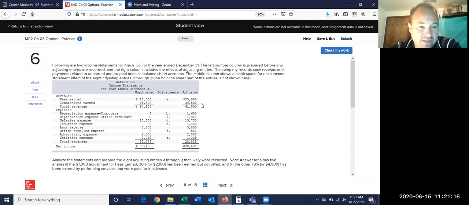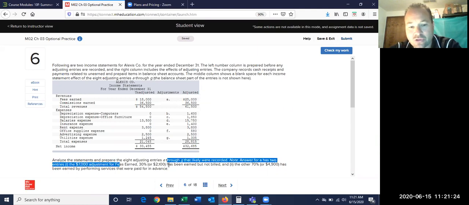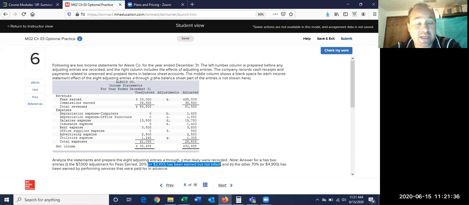When you look at these fees earned, there's a $7,000 adjustment. That $7,000, it's telling us, came in 2 different ways. First, we need to show that we actually billed our clients for new work that was done. We need to put that into an account receivable. And the rest of that $7,000 was unearned revenue that we previously had that we've now done.